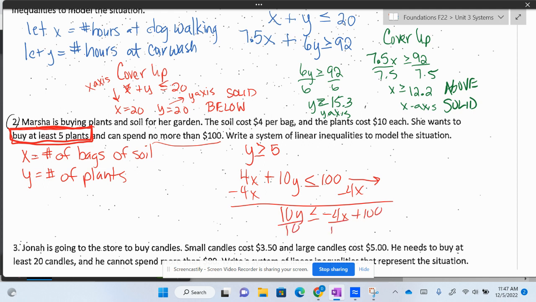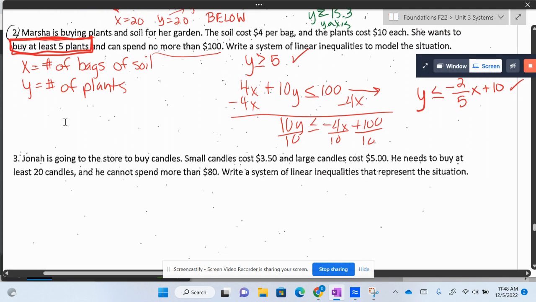Divide everything by 10. So Y is less than or equal to negative, let's see, 4 and 10 are both even. So I'm going to reduce that to negative 2/5 X plus 10. Okay, so I'm going to graph this and this on equation number 2.